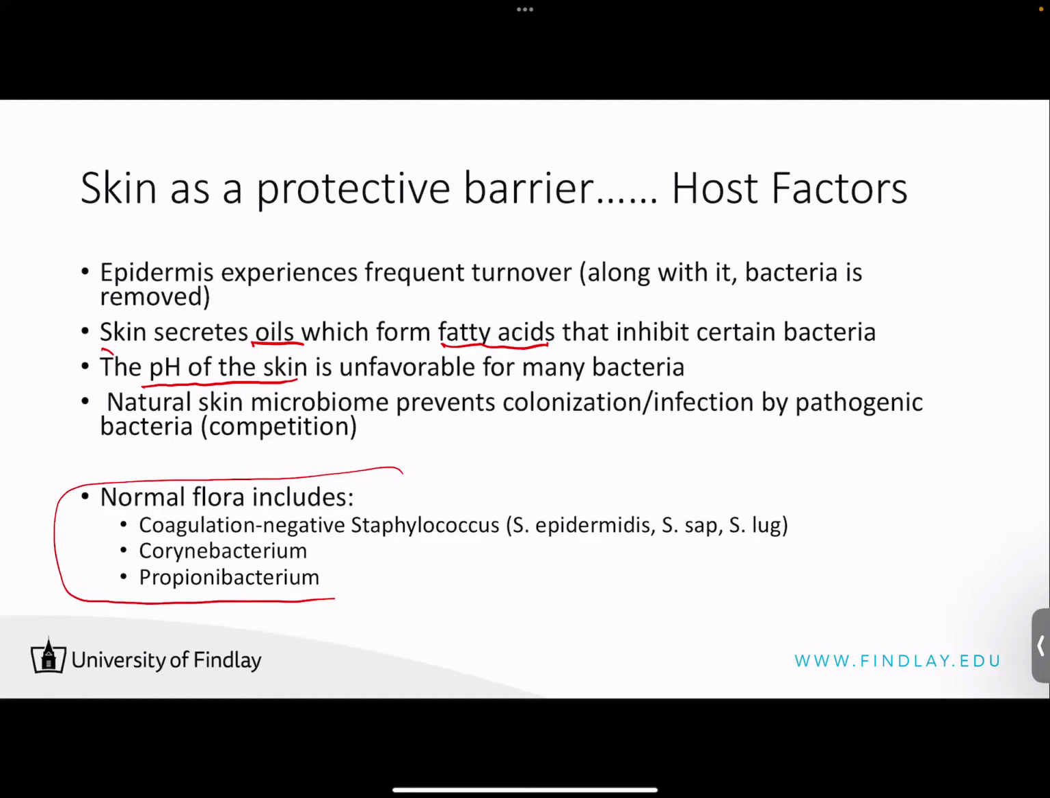And you guys talked about the normal flora in the past. So coag-negative staph is a major constituent of the normal flora. You have Corynebacterium, and then you have Cutibacterium or Propionibacterium as components of the normal flora.